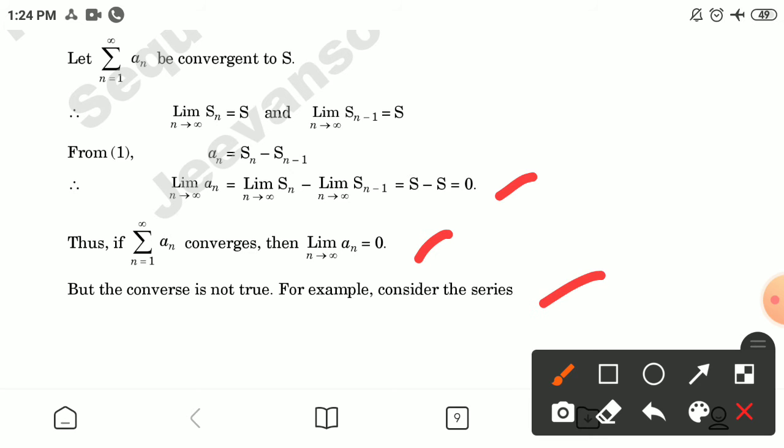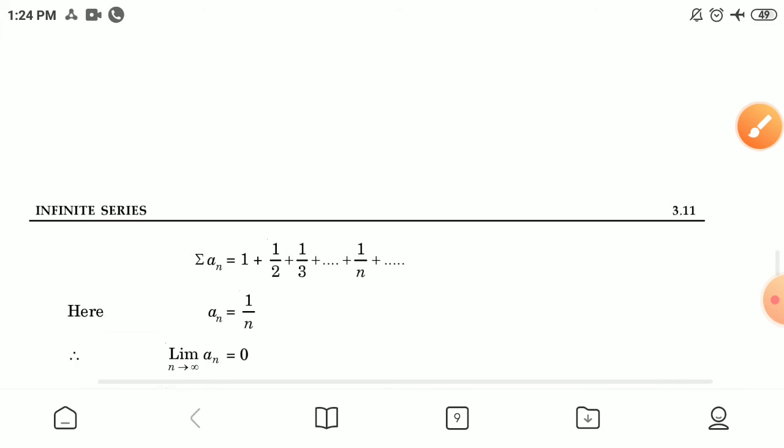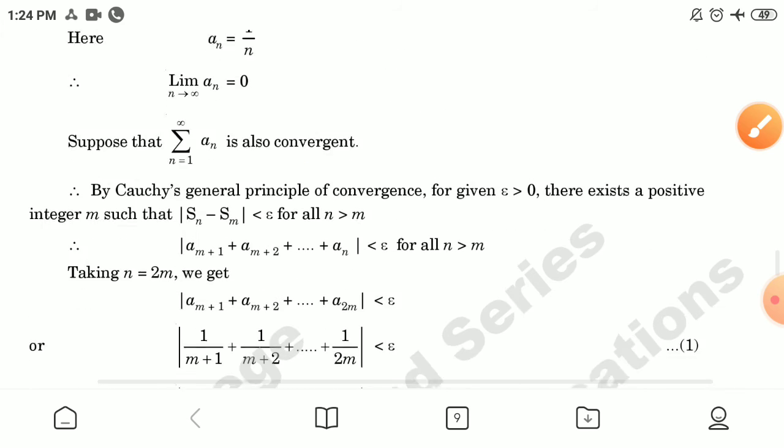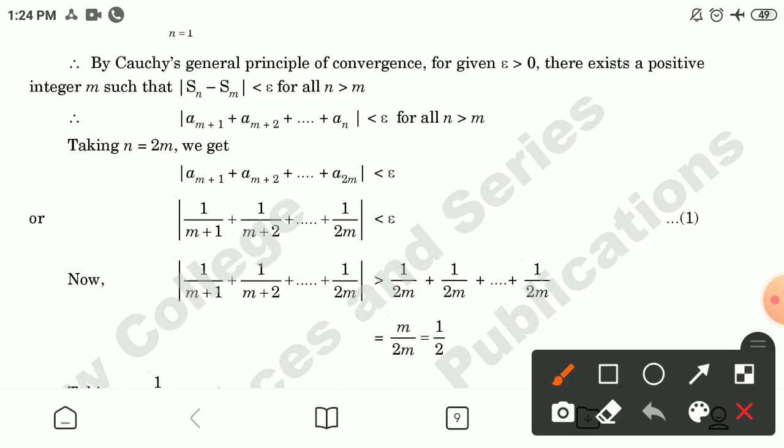For example, consider the series Σan equal to 1 plus 1/2 plus 1/3 plus so on, 1/n. Here the nth term is 1/n, and its limiting value is 0. Suppose that Σan is also convergent. Therefore, by the Cauchy general principle of convergence, for given epsilon greater than 0, there exists a positive integer m such that the modulus of Sn − Sm will be less than epsilon for all n greater than m.